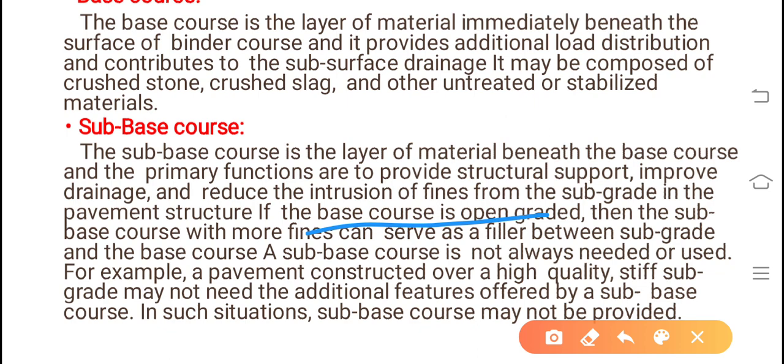A subbase course is not always needed or used. For example, a pavement constructed over a high quality stiff subgrade may not need the additional features offered by a subbase course. In such situations, the subbase course may not be provided. Okay.